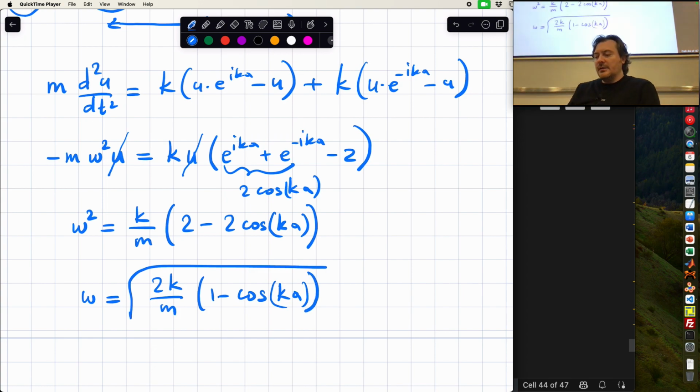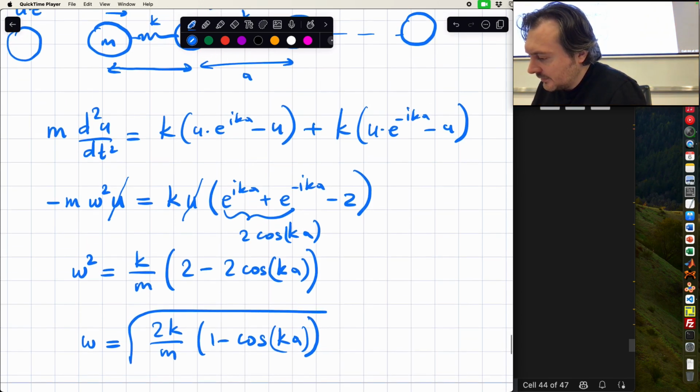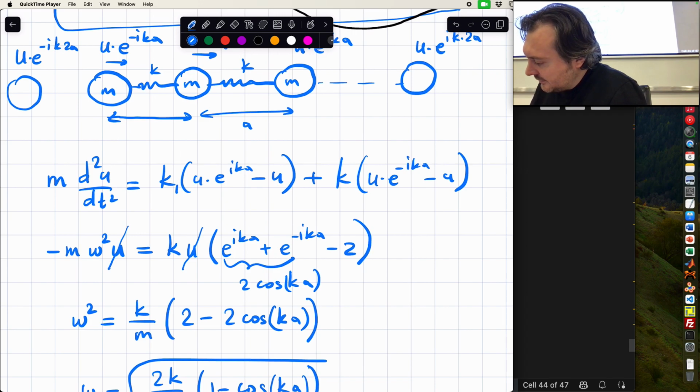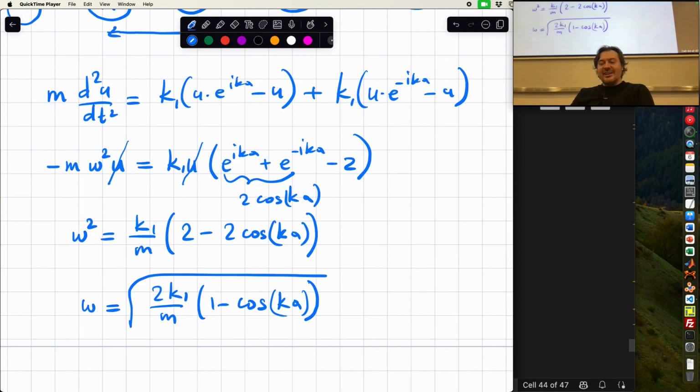It seems like we have a problem here. This k and that k are not the same thing, right? So this is k1. Do you agree? Like that k and that k are totally different things from another universe. Okay.